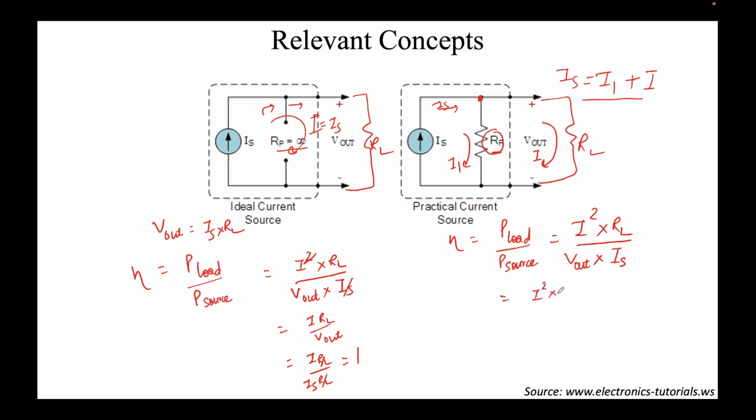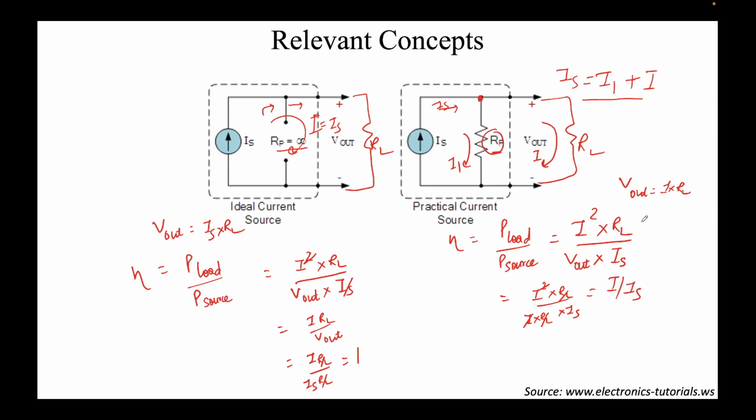I square times RL. Now note that V out is equal to I times RL, if we apply KVL, or we simply apply Ohm's law across this resistor. So V out, I can write I times RL, times IS. RL and RL get cancelled, one I goes away, I will get I over IS. Now I'm not getting an expression in terms of resistances which we got in the earlier case.